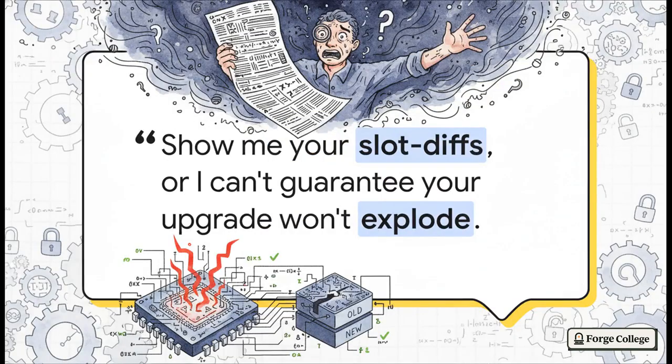There's a saying among auditors that always cracks me up, but it is so true. Show me your slot diffs, or I can't guarantee your upgrade won't explode. Think about the despair of a QA auditor handed a massive new smart contract with zero documentation. Without the storage layout and a clear difference, a slot diff, between the old and new versions, they literally cannot mathematically prove the upgrade is safe.